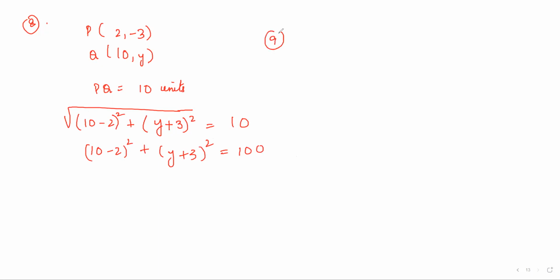Also, question number 9, I'm giving you a hint. There's a point Q, which is 0 and 1, equidistant from point P, which is 5 and minus 3, and R, which is x and 6. Find the value of x. So Q is equidistant from P and R. That means the distance QP is the same as the distance QR. Got it? So you will use the formula, equate the two distances and find the value of x. So I'm not doing it.